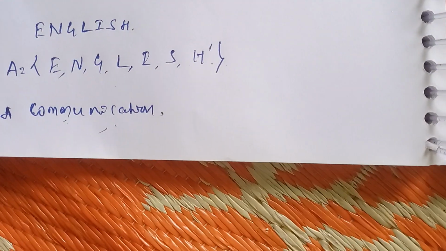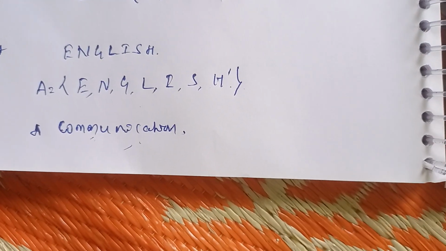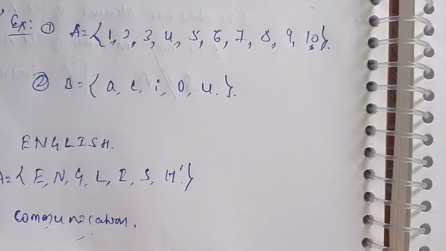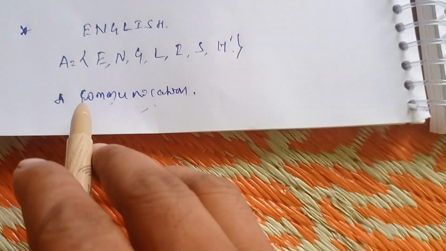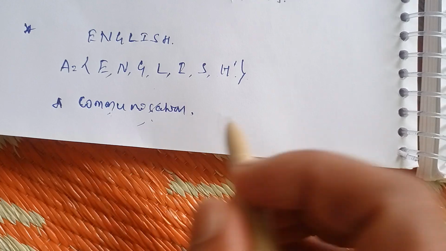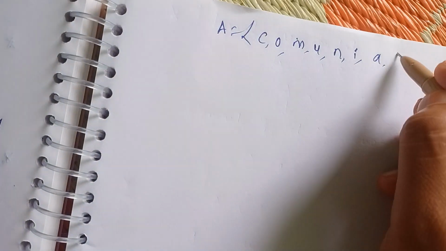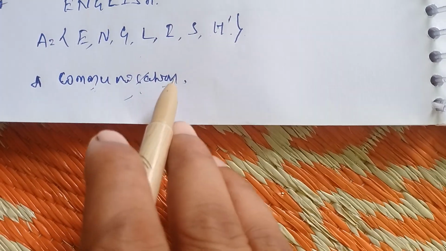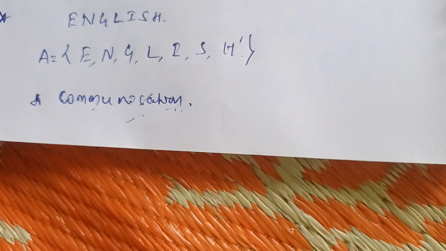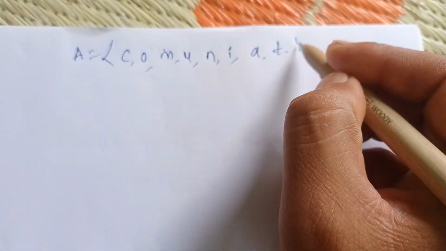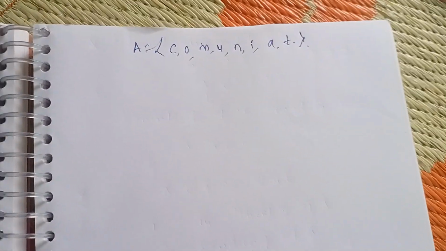In communication, M is repeated, so write it only one time. U next, then N also, then I, then C is repeated, then write A also, then T also. I is repeated, O is repeated, N is repeated. So we should not write repeated letters. Only write one time when you write the set.